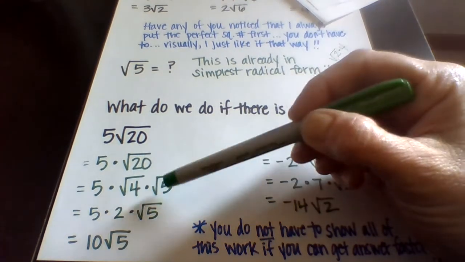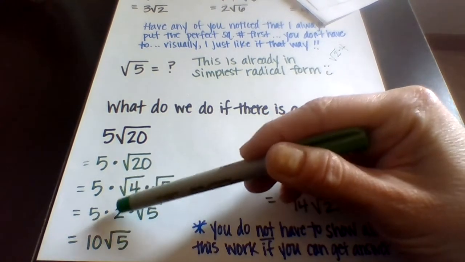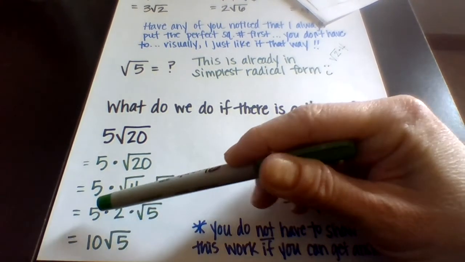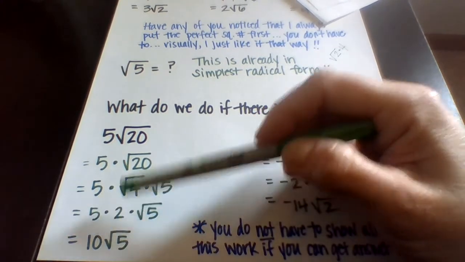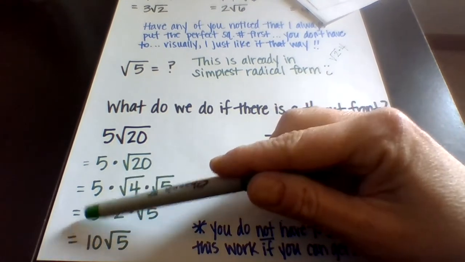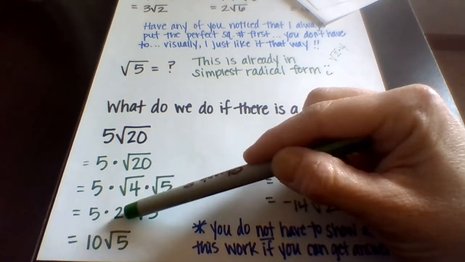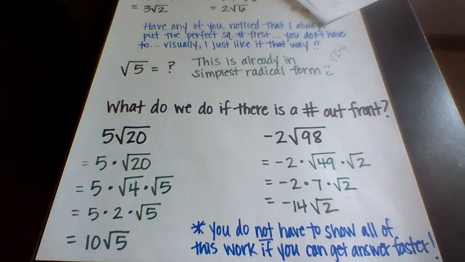Square root of 4 times the square root of 5. The square root of 4 becomes 2, not the square root of 2, just a 2. So if you look at all my steps right here, it's basically just all multiplication out front. So when you simplify that one and that becomes a 2, it just gets multiplied by the 5 that's already out there. So final answer is 10 the square root of 5.